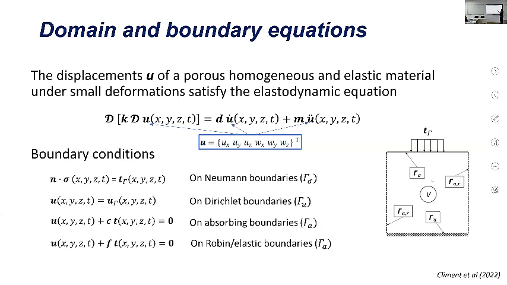And the boundary conditions that we are considering are the Neumann and Dirichlet boundaries that everyone knows, the ones where you impose tractions and displacements. We are considering absorbing boundaries. Absorbing boundaries are the boundaries where the waves can travel through them. So it's like you are simulating a semi-infinite domain, and also elastic boundaries.